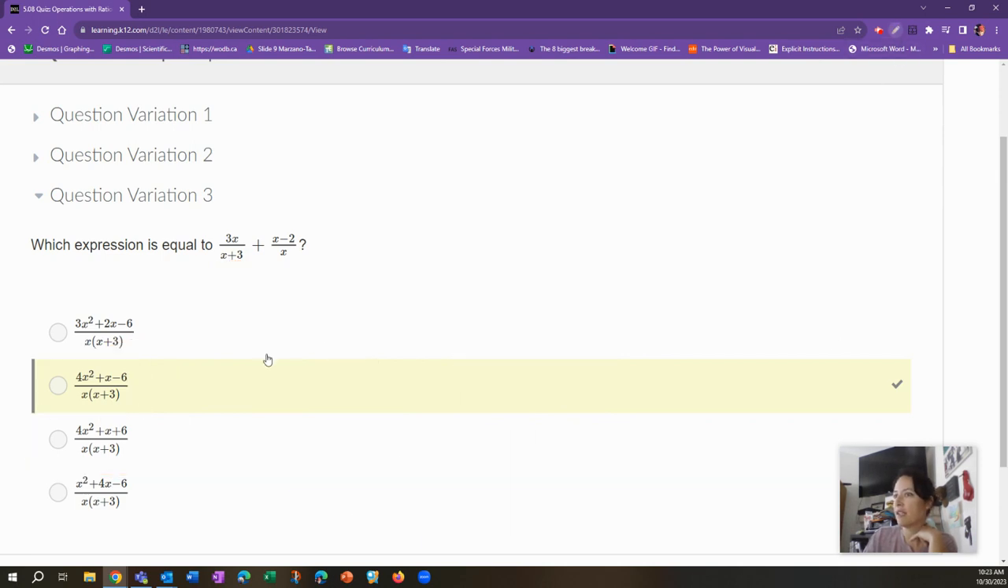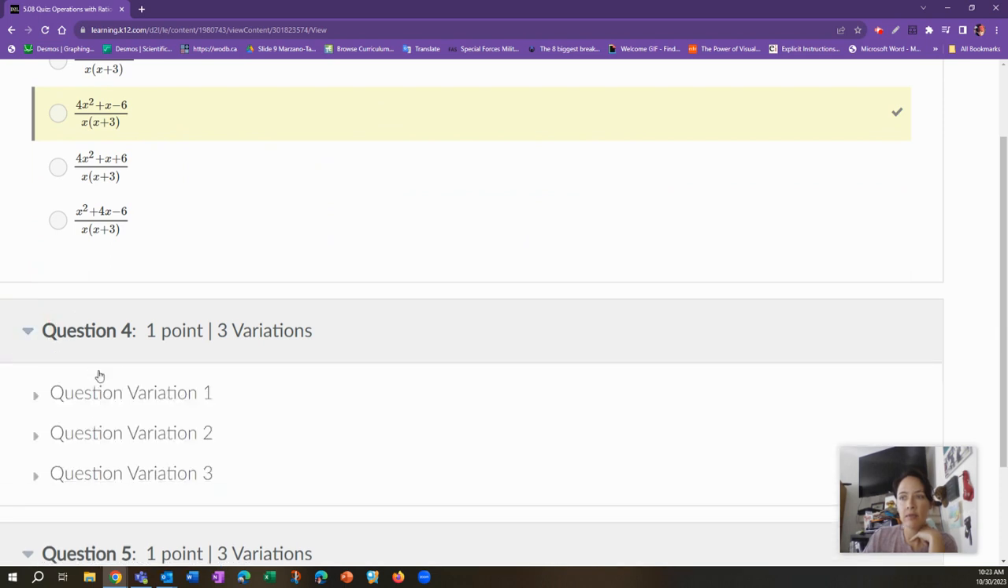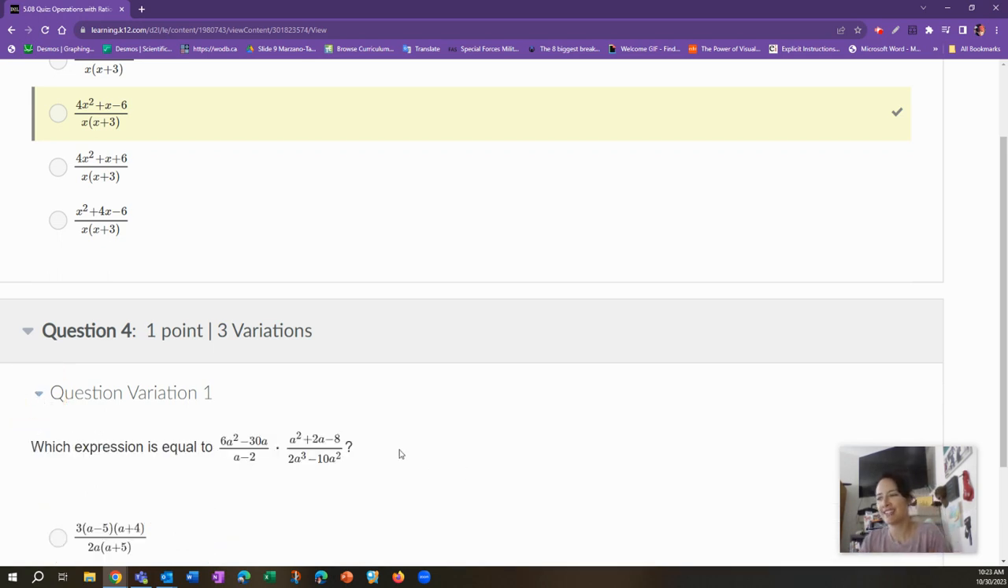Nice. Okay. I was adding. What do you think this one? We did subtracting rational expressions. We did dividing rational expressions. We added rational expressions. Now we're probably going to multiply rational expressions.